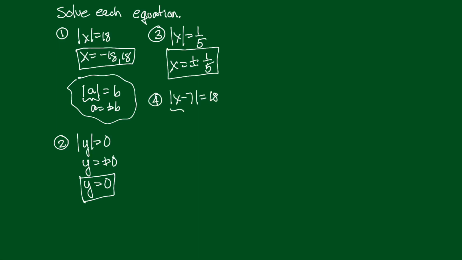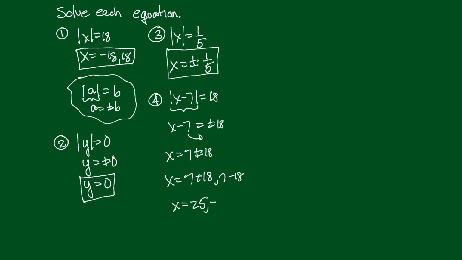Let's remove the absolute values, so when we do that, we know we're going to get plus or minus, this is equal to plus or minus 18. Now I'm going to add 7 to both sides, so I'm going to get x equals 7 plus or minus 18. Now there's really two numbers here. Here's what you get. 7 plus 18, 7 minus 18. So let's combine. 7 plus 18 is 25. 7 minus 18 is negative 11.